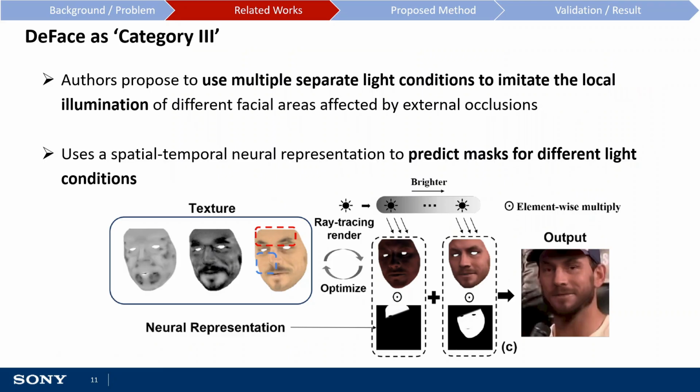To mitigate the above-mentioned issues, DeFace is proposed as a Category 3 method, which uses multiple separate light conditions to imitate the local illumination of different facial areas after being affected by external occlusions. As shown in the figure, their method can model the influence from external occlusion as one of the light conditions and eliminate its effect on the recovered texture as highlighted in the red region. Specifically, it uses a spatial temporal neural representation to predict masks for different lighting conditions, which are used to combine rendered results under multiple light conditions into a final output. Let's take a deep dive into the architecture of DeFace.